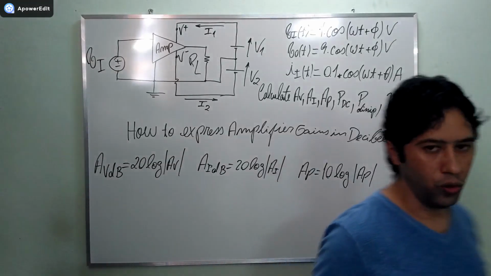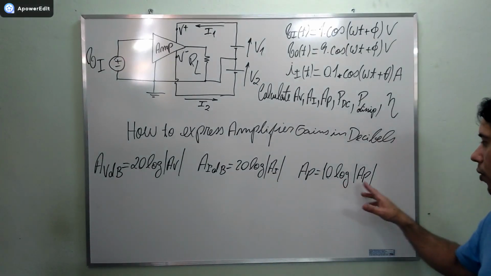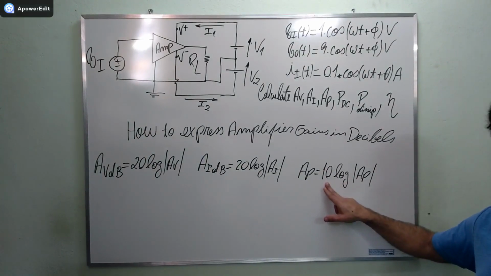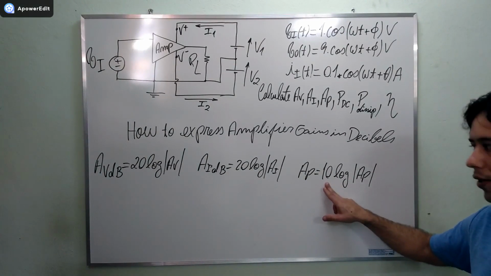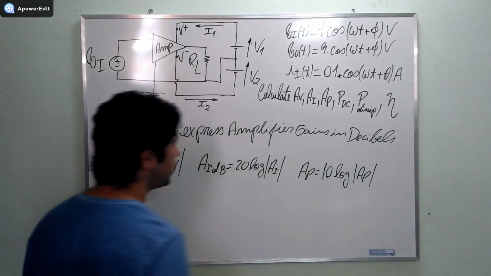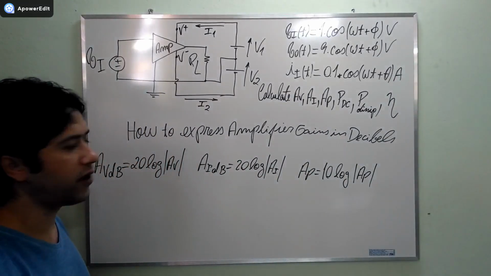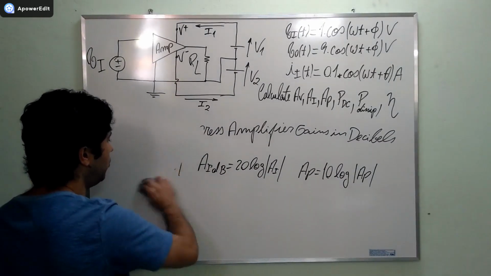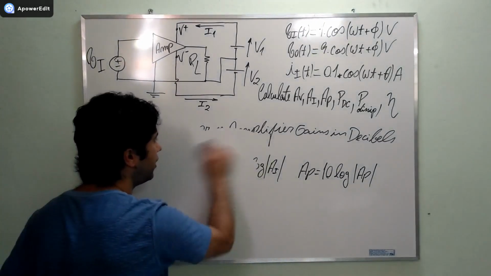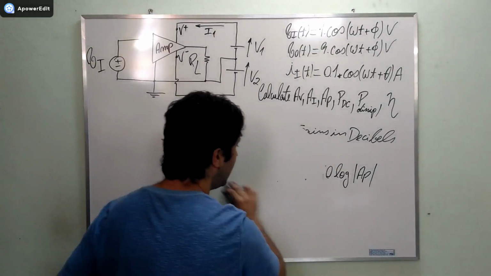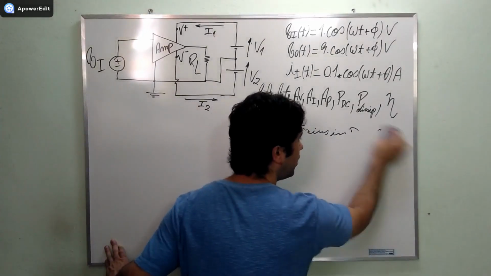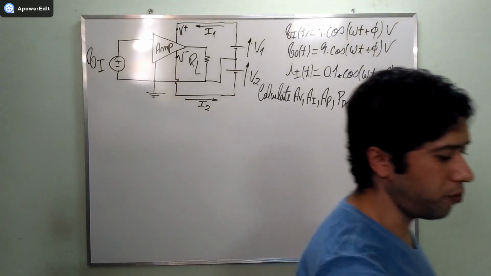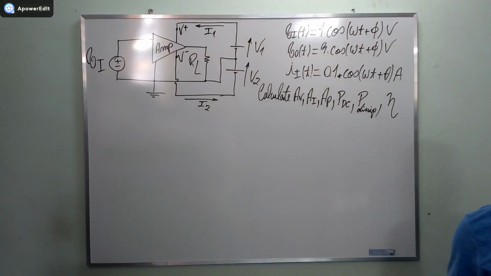But when we talk about the power gain, we take the logarithm of it, but we don't multiply by 20, we multiply by 10 only, alright? So this is how we express amplifier gains in decibels. Okay, my friends, now that I have read the statement of the exercise, and now that we know the expressions to convert the gains into decibels, we are going to calculate everything, okay?